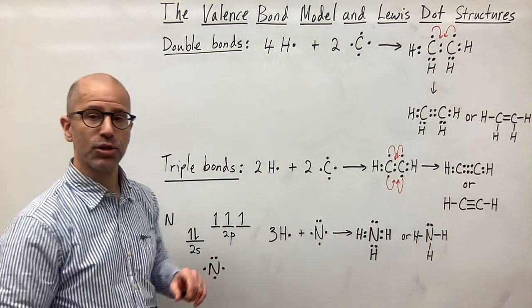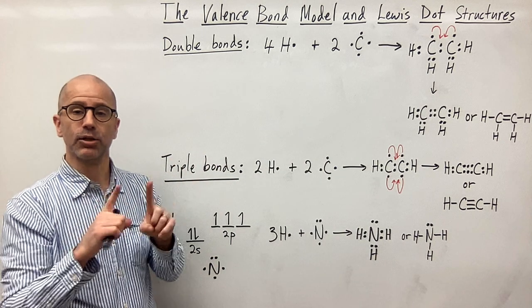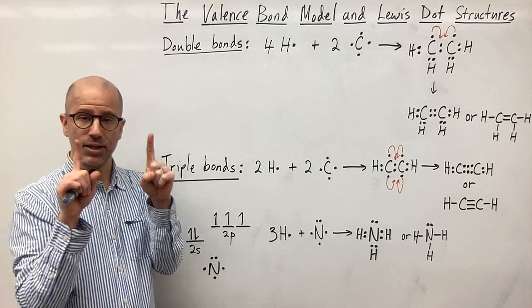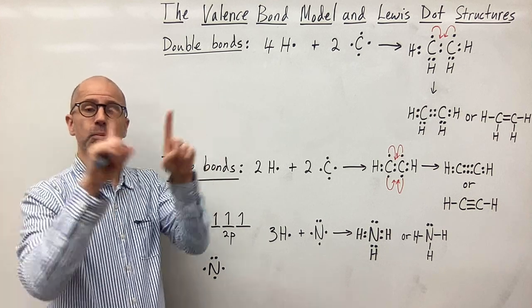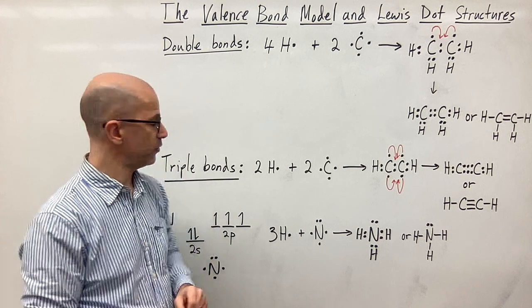And so that's how you can form your double and triple bonds, by pairing up more unpaired electrons between the two atoms. As long as you have unpaired electrons on the two bonded atoms, you can pair those up to create more bonds, double bonds, triple bonds.